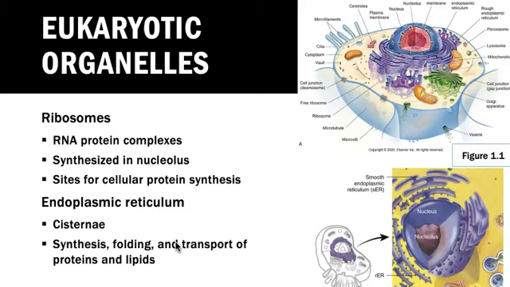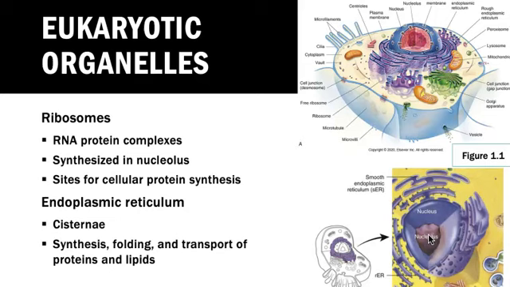Next up, we have our ribosomes, and these are RNA protein complexes that are synthesized within the nucleolus. So if you remember our nucleus, in the center of that, kind of like a core, is going to be the nucleolus where these ribosomes are made. And this is going to also help us in the process of cellular protein synthesis. If you remember, it kind of clamps down on that mRNA and pulls in the tRNAs in order to attach all the amino acids to one another.